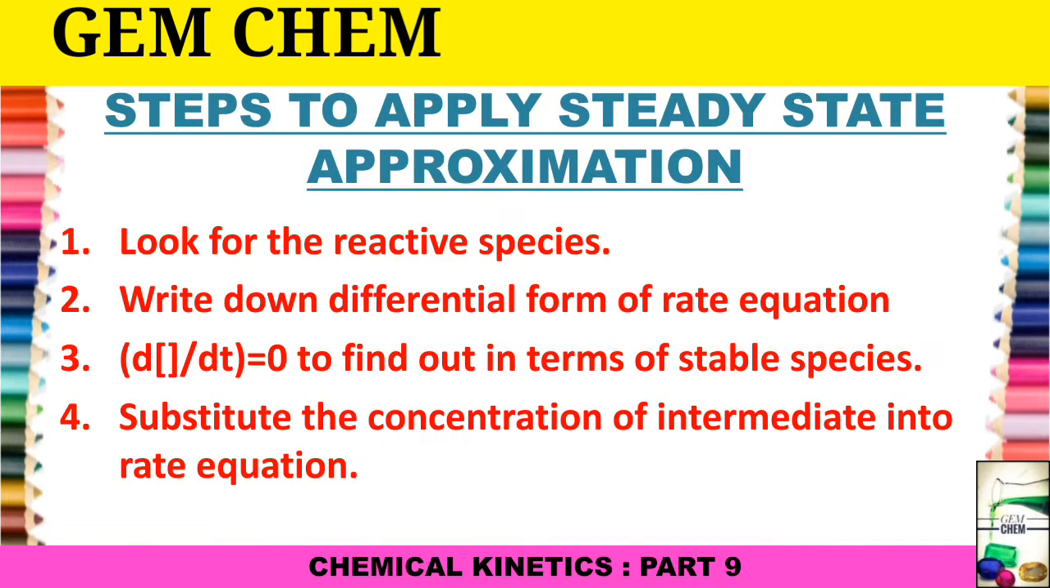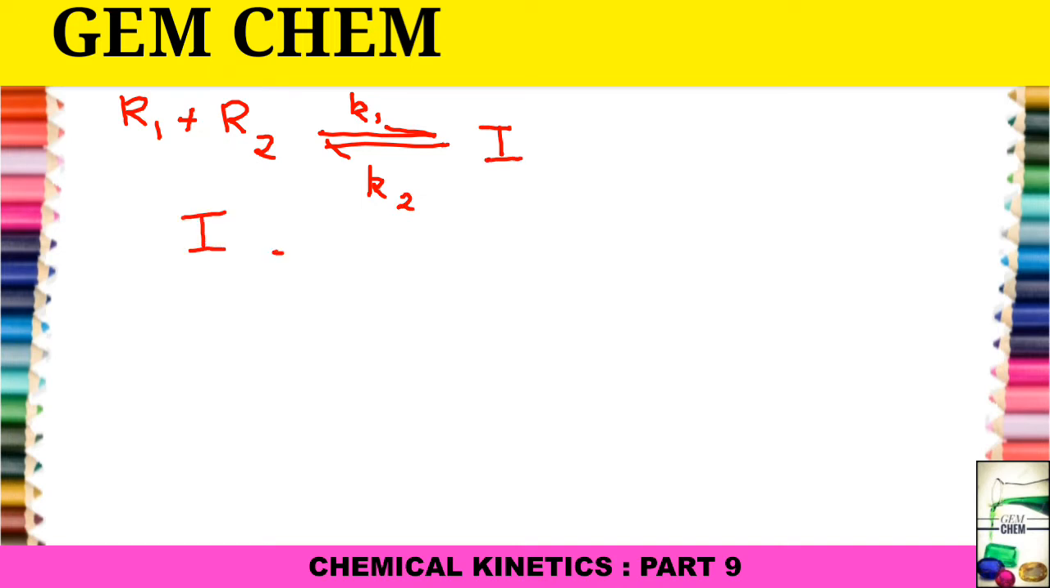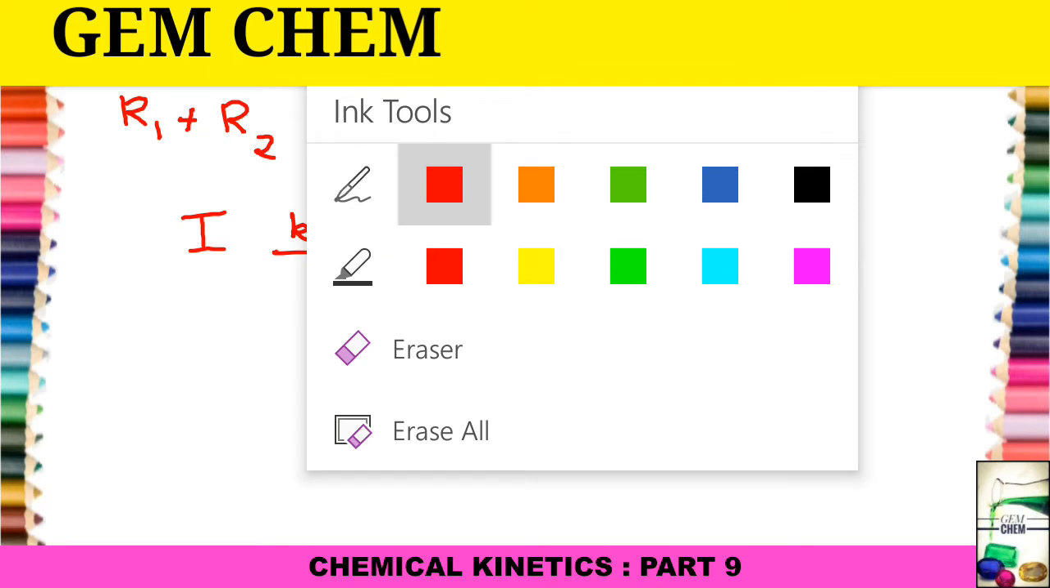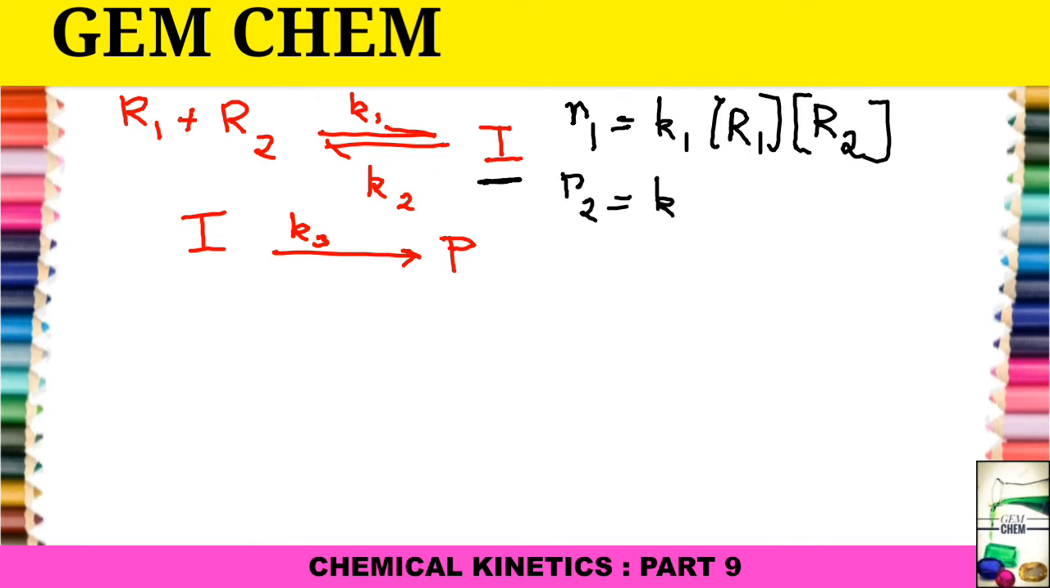So our first example is this one. We have a reaction like this, that is R1 plus R2 in a reversible reaction, with K1 forward and K2 backward, and this is the intermediate I. Then I will undergo a further reaction with K3 as rate constant to form product P. So we have the short-lived species as I. Now we have to write down the rate laws. R1 equals K1 [R1][R2], right? Next we have R2, which equals K2[I], okay, and R3 equals K3[I].